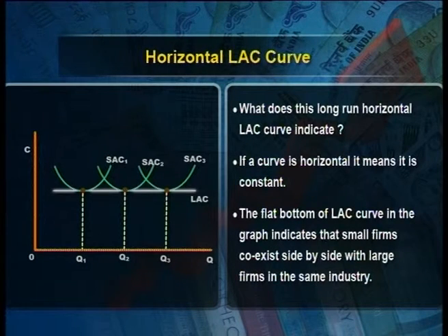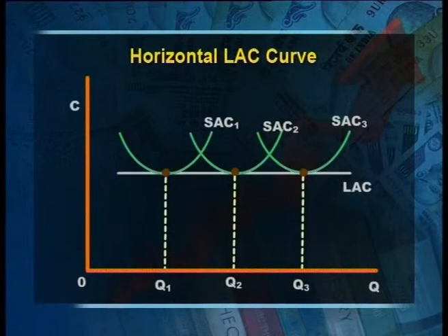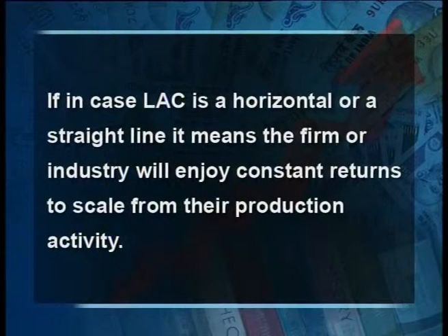The flat bottom of the LAC curve in the graph indicates that small firms coexist side by side with large firms in the same industry, as a result of which there are short-run average cost curve 1, SAC 2 and SAC 3. That means there are 3 optimum plants. The flat portion of the LAC is formed by the lowest points of many SAC curves. In a nutshell, we should understand that if LAC is horizontal or a straight line, it means the firm or industry will enjoy constant returns to scale from their production activity.